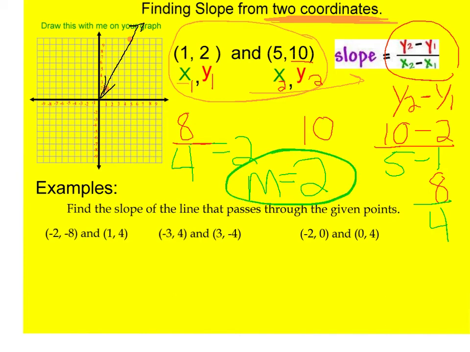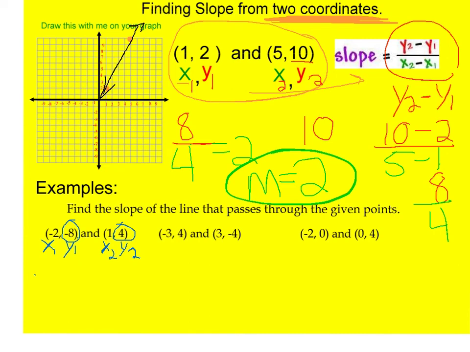M is the slope. Now let's try down here with no visual. We're just going to do it with the numbers. So first let's identify, we have x and y, x and y. Now, again, I said it does not matter which one you call 1 and which one you call 2. So I'm just going to say this is 1 and this is 2, and then this will be 2 and 1. Okay, so now I take my y's, y to the sky, and put them on top.